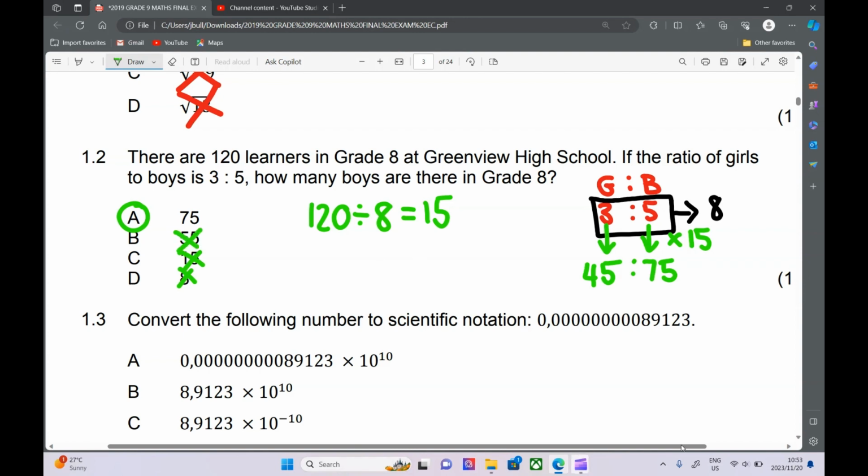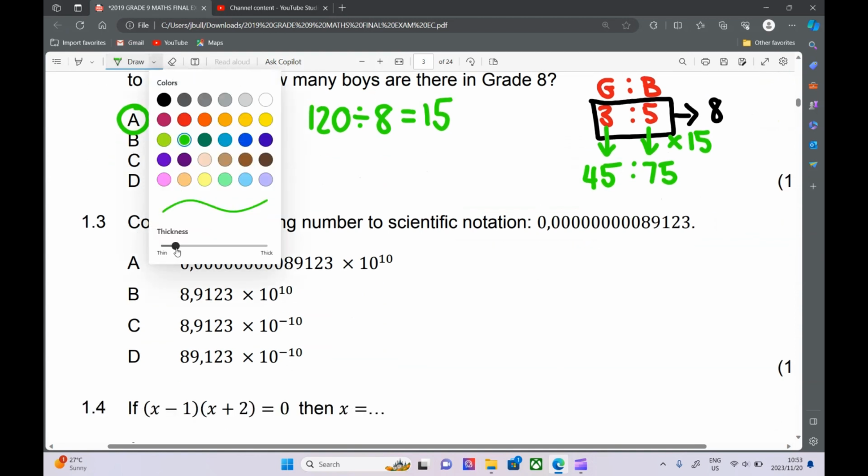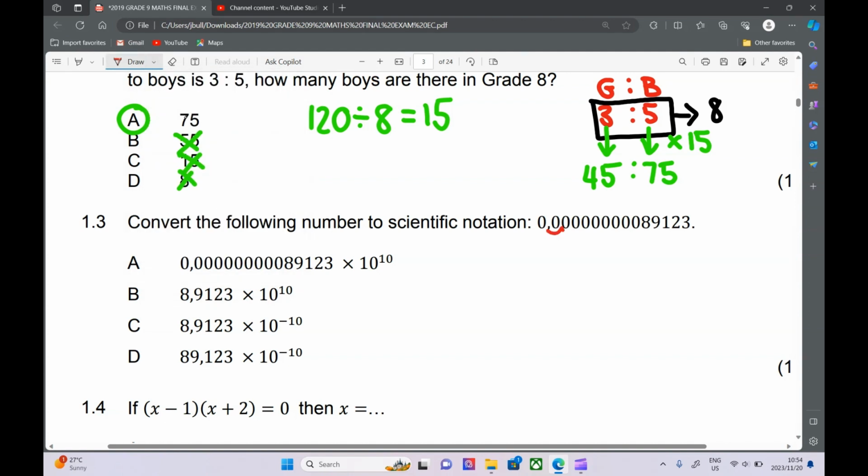Convert the following number to scientific notation. Again, with scientific notation, we always want one number and then the decimal. So we need to move this decimal all the way back there so we have one number. It needs to be a non-zero number. I'm going to move it all the way back to that 8. So let's see: 1, 2, 3, 4, 5, 6, 7, 8, 9, 10 spaces I'm moving it. Then I would rewrite it as 8.9123, because I just want that one number in front.